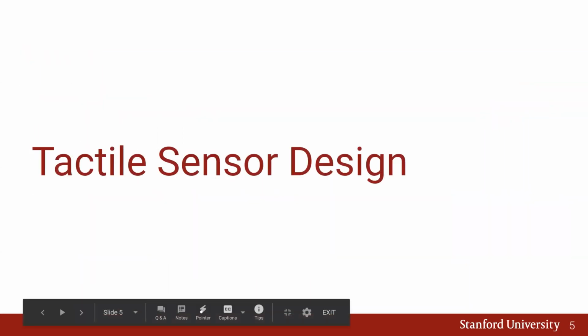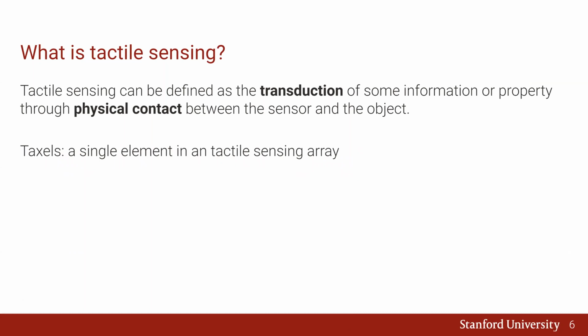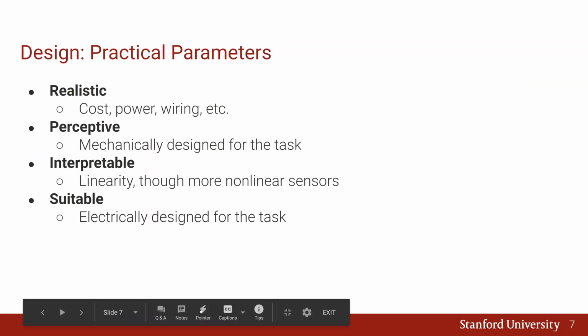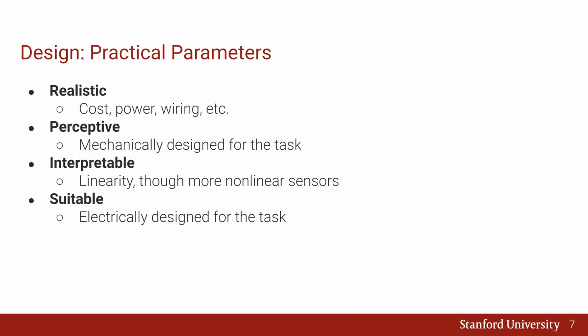So let's take a crash course on tactile sensing design. First, tactile sensors can be defined as the transduction of some information or property through physical contact between the sensor and the object. Many tactile sensors are based on arrays of sensing elements called taxels, where each taxel provides one signal.